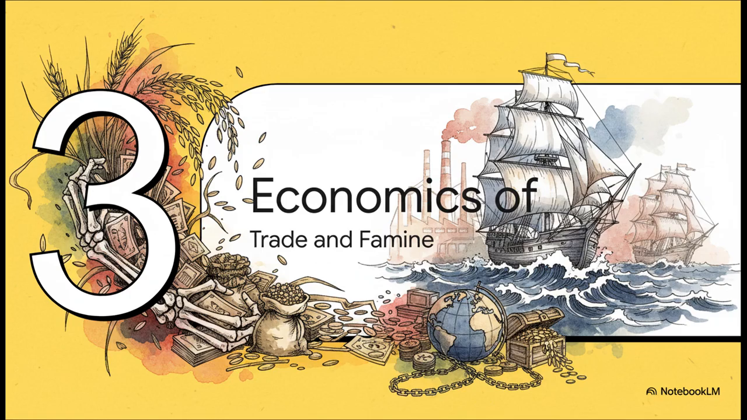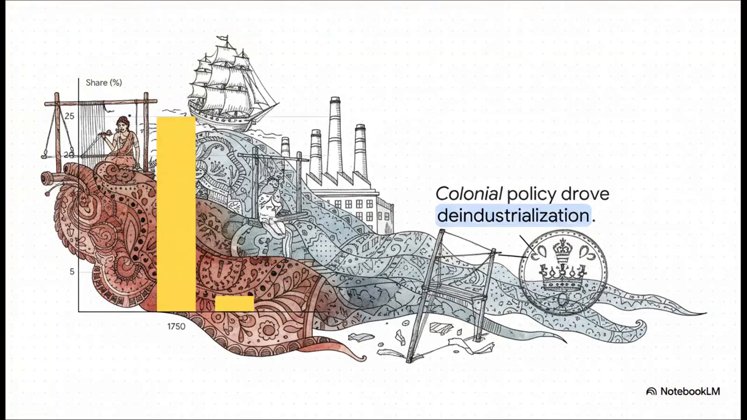Section 3. The economics of empire, deindustrialization and famine. Okay, look at this data, because it is genuinely staggering. Before colonization, around 1750, India accounted for roughly 25% of all world manufacturing, a quarter of the globe's output. By 1900, that collapsed to just 2%. So how does that even happen?